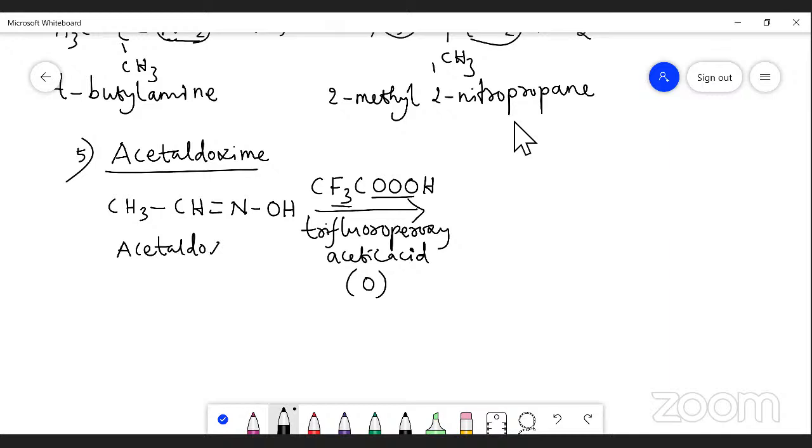Okay, this oxime is converted into a nitro compound. So this will be converted into CH3CH2NO2. Okay, now this compound, this group will undergo oxidation.